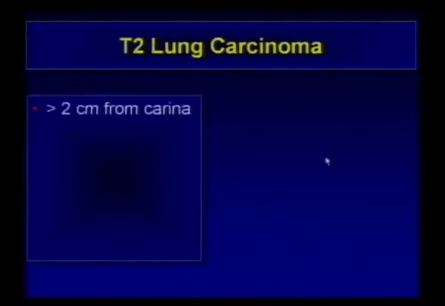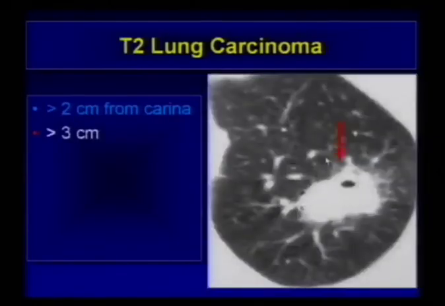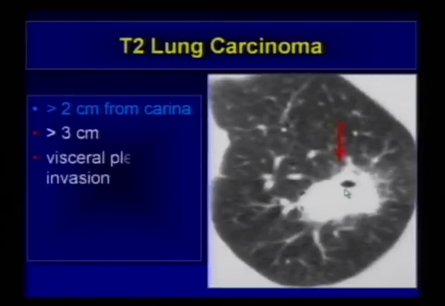T2 has to be, by definition, more than 2 centimeters away from the carina. One way to get into the T2 category is to have a lesion that measures greater than 3 centimeters. This lesion is about 3.5 or 4 centimeters with a little cavitation in it, so just based on size alone, it was T2 lung carcinoma.